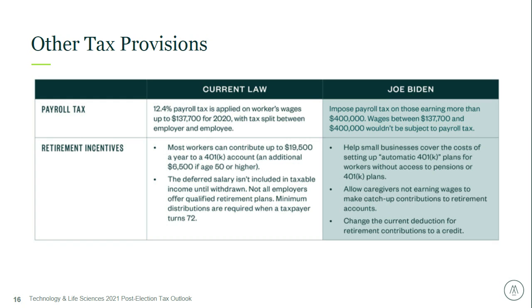He also looks to have, just like the 50-year-olds had an acceleration or could add on to the contributions, he wants to do that for caregivers of elderly individuals. And then, in some cases, there's a deduction for, let's say, IRA deductions. He looks to have a credit instead. So all these are what he's looking at.